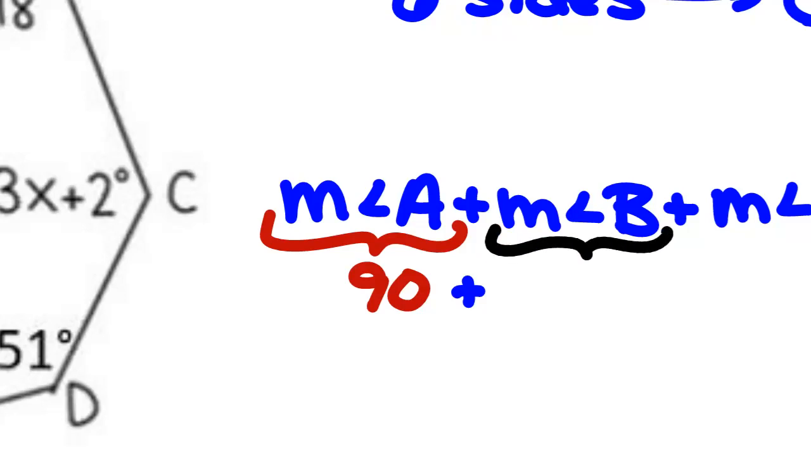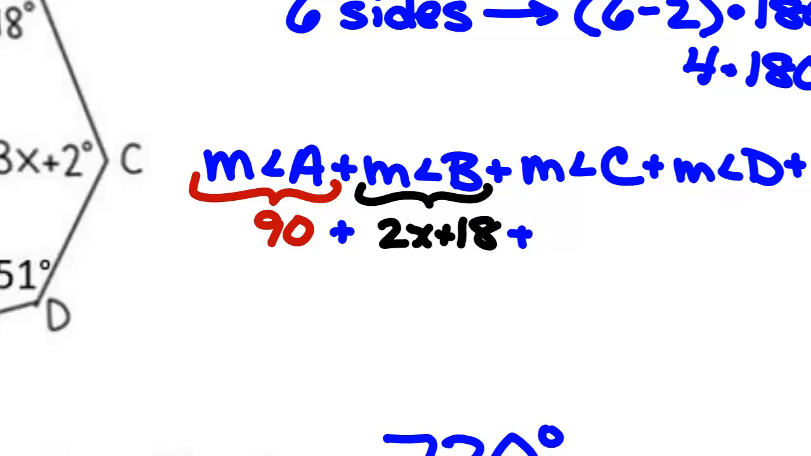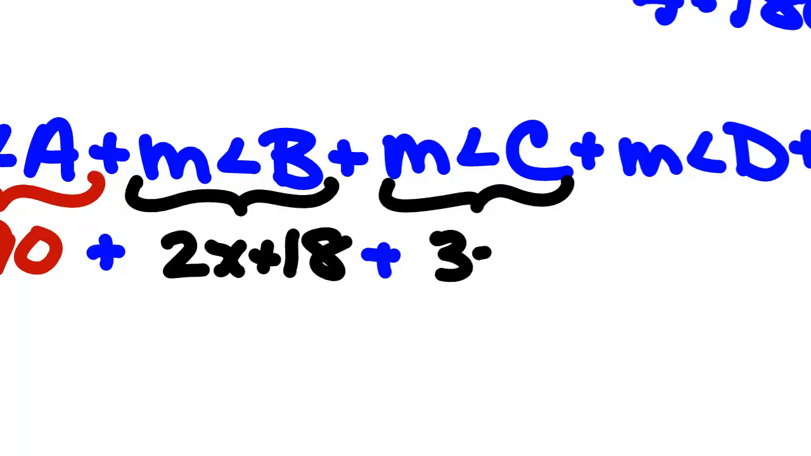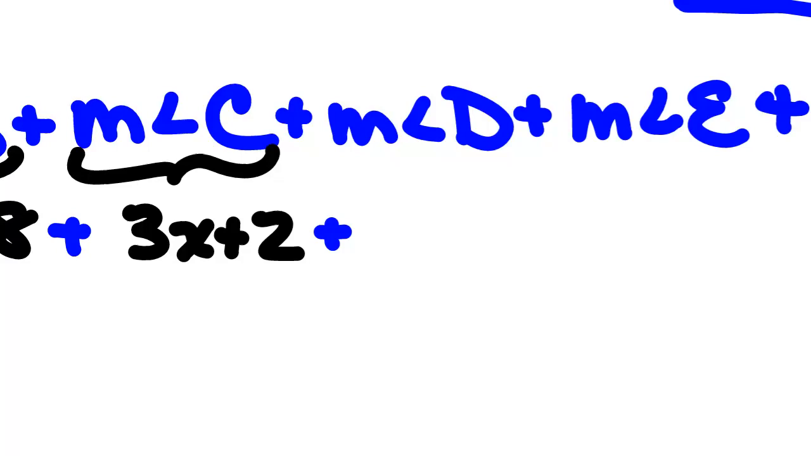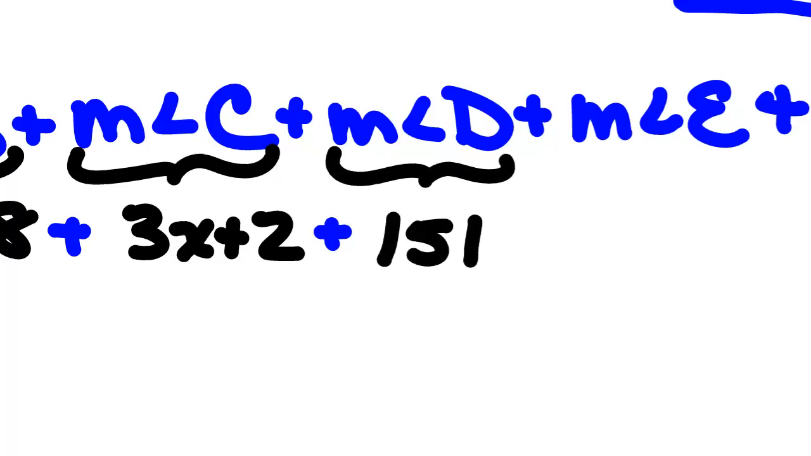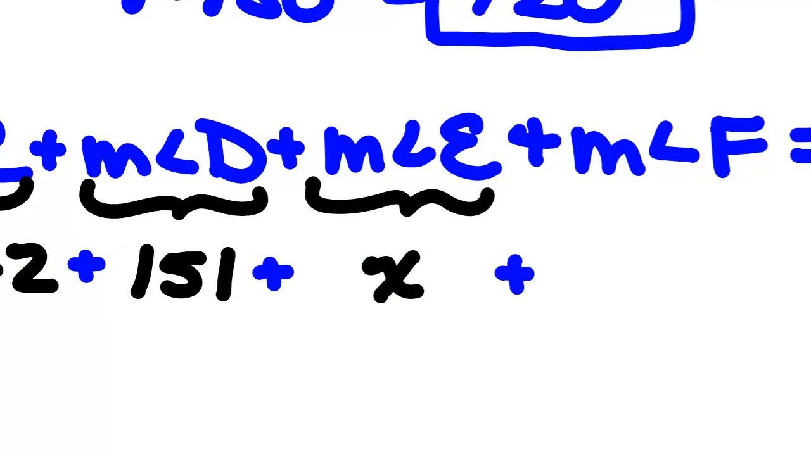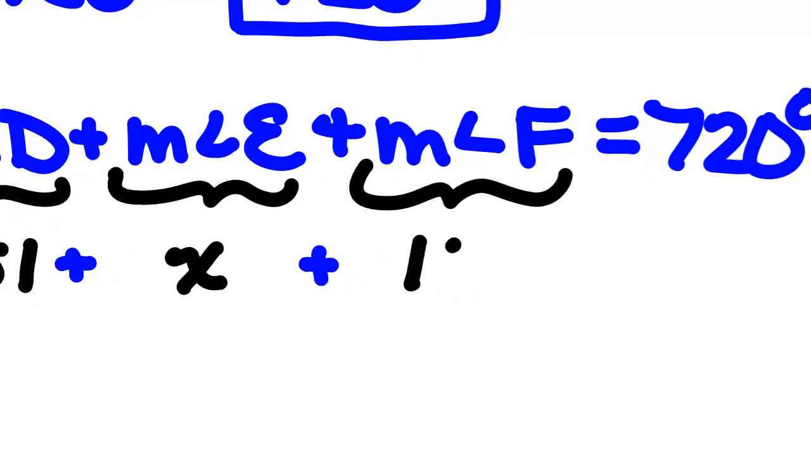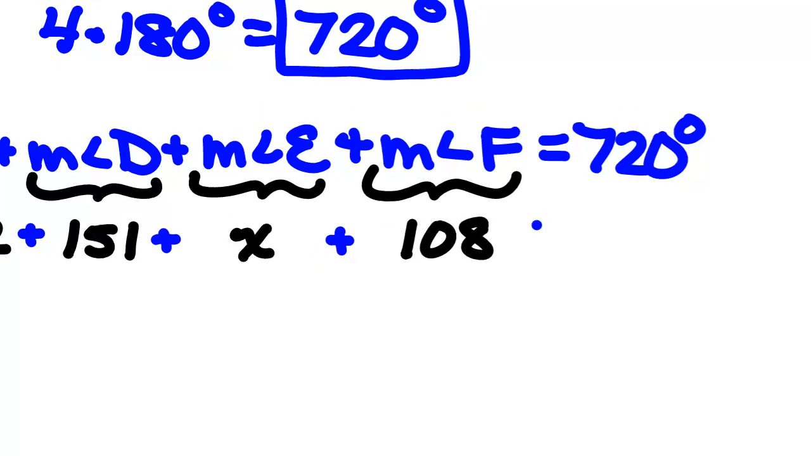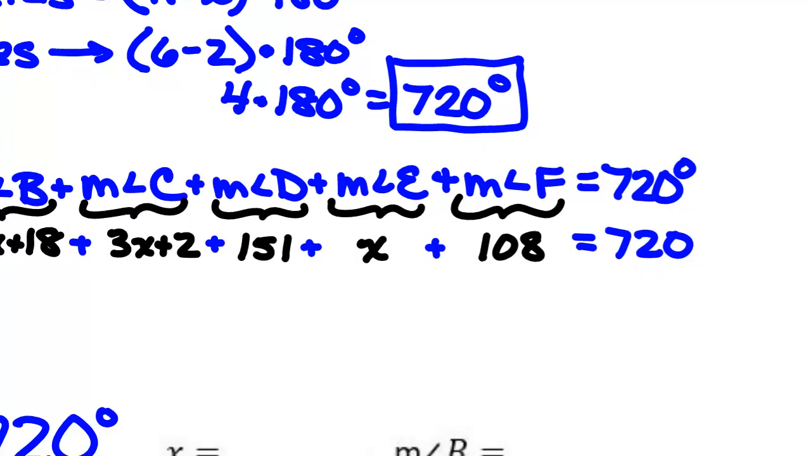Angle B has an expression to represent that. That's 2x plus 18. Angle C has another expression. We have 3x plus 2. Angle D is 151 degrees. Angle E is just x. And then angle F is 108 degrees. So I make all of my substitutions, and it's still equal to 720.